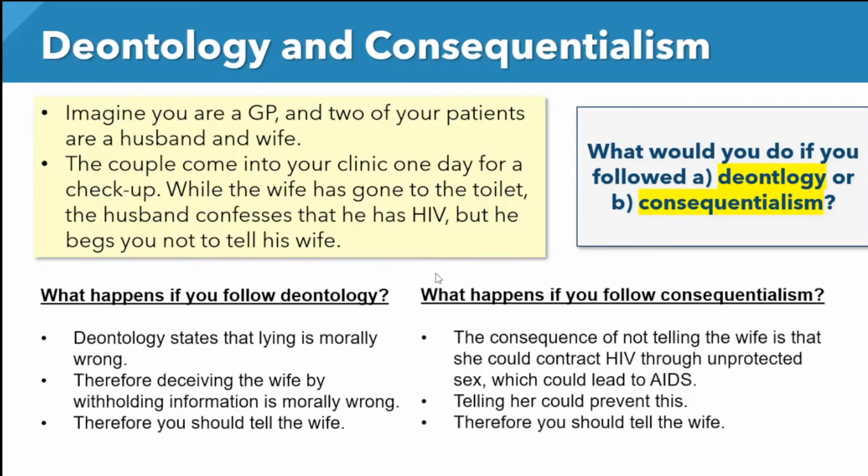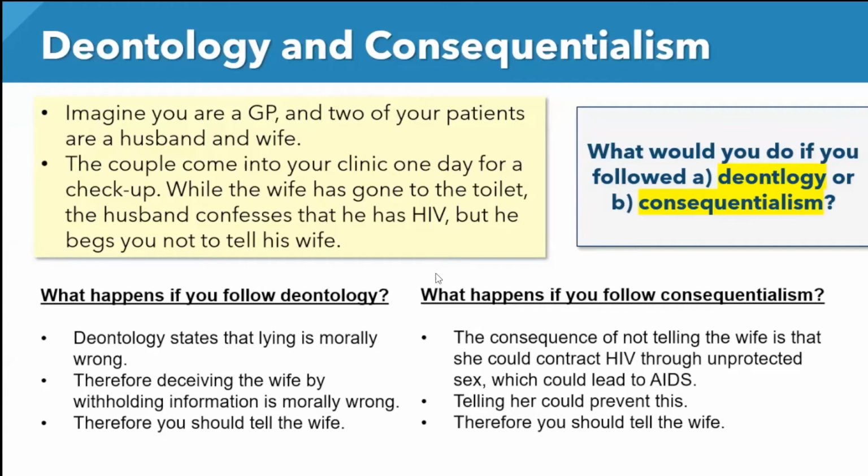And according to consequentialism, the consequence of not telling the wife is that she could contract HIV through unprotected sex, which could lead to AIDS. Telling her could prevent this, therefore you should tell the wife. So actually we've got the same solution in both, if we follow both.